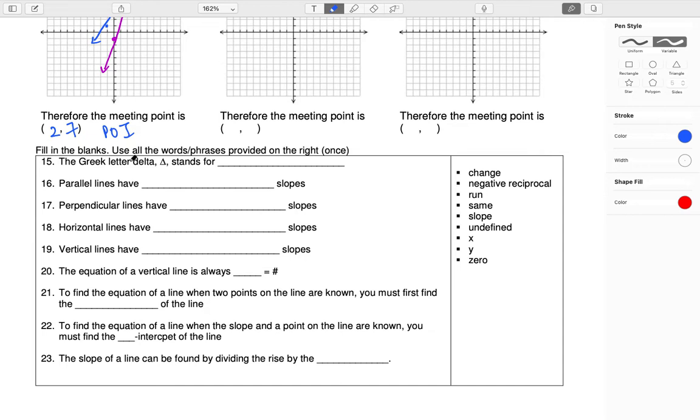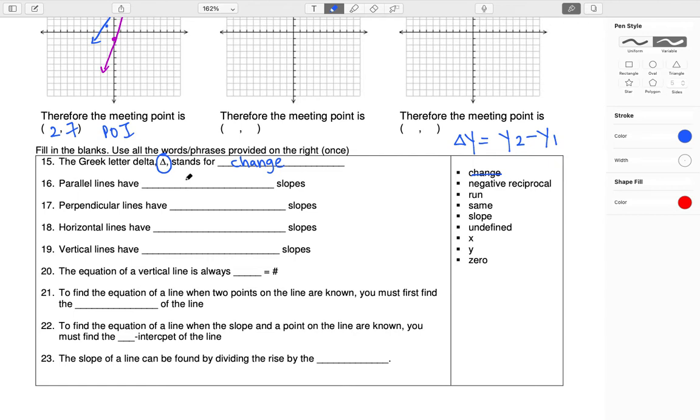The Greek letter delta, which is the symbol for a triangle, stands for change, or another word for change would be a difference. So for example, when I have a change of y, it means you are taking a difference of y2 minus y1.